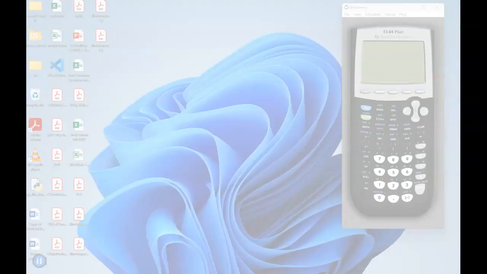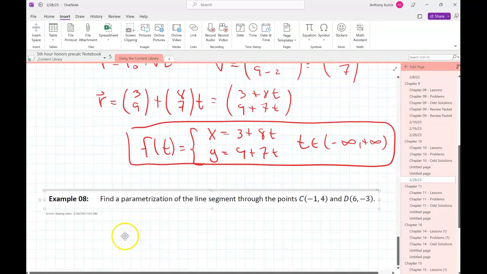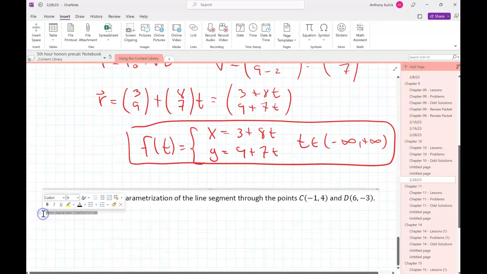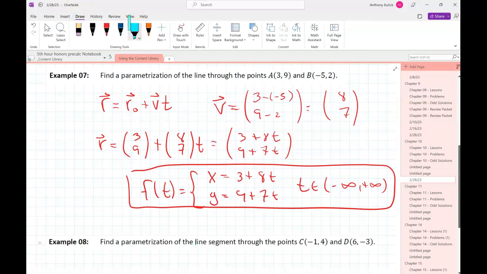Well, what if I ask this question instead? What's different about this question than the previous question? Yeah, it says segment. What's that mean? It's just going to mean that our interval isn't going to be all real numbers. Everybody okay with that?